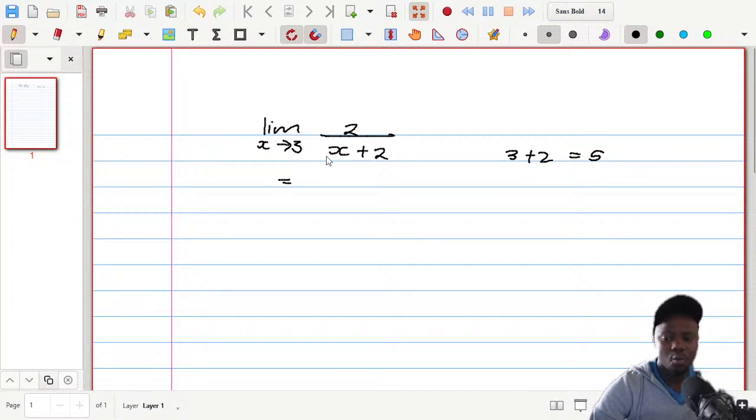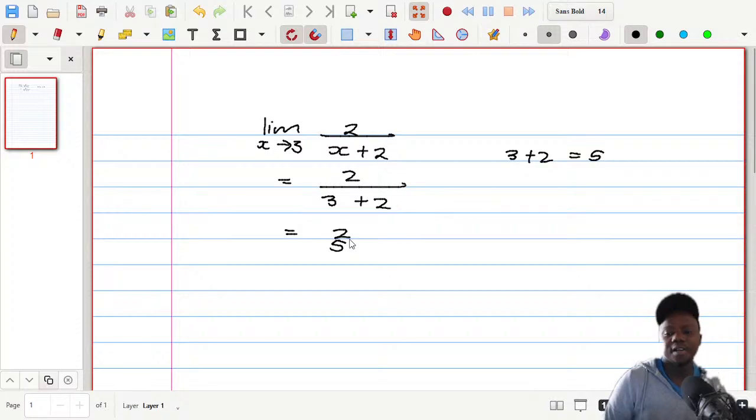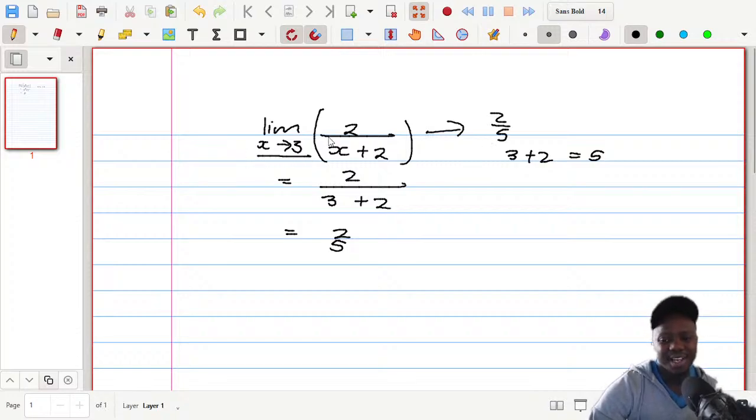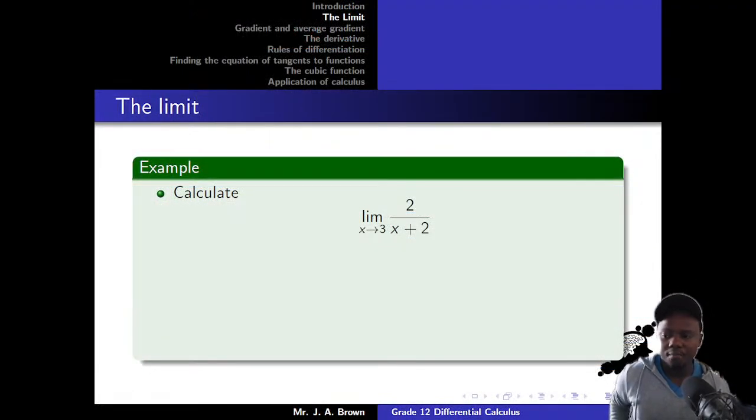Now please take note that when we do our substitution, we can safely get rid of the limit sign. This will be 2 over 3 plus 2, which gives us 2 over 5. So in other words, this graph approaches 2 over 5 as x approaches 3. I hope that this makes sense to you guys and that you understand more or less what this concept of limits is all about. Life is great.